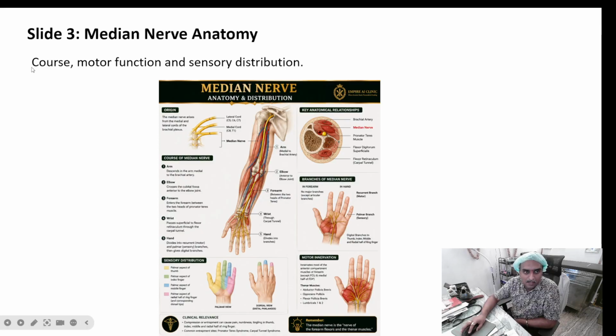Median nerve anatomy, motor function, and sensory distribution. Here the median nerve arises from the lateral and medial parts of the brachial plexus: the lateral part is C5, C6, C7, and the medial part is C8, T1. So arm, elbow, forearm, wrist, and hand. You can see the sensory distribution in the palmar view and the dorsal view, and also the motor innervation.